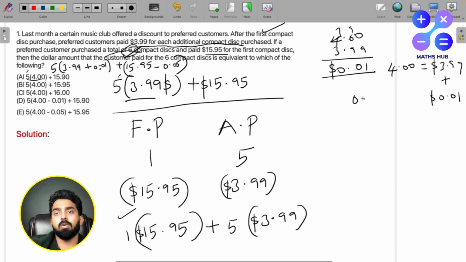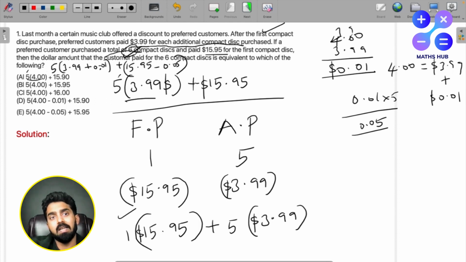Now if you notice, this is 5 into 0.01. What is 0.01 into 5? As you know, we forget about decimals, just multiply by 5 and then add 2 decimals back, so 0.05. This means 5 into 0.01 is 0.05, and here you have a minus 0.05. This will get cancelled. Remaining is 5 into 3.99 plus 15.95, which is exactly the same as this. So this does look like our answer.